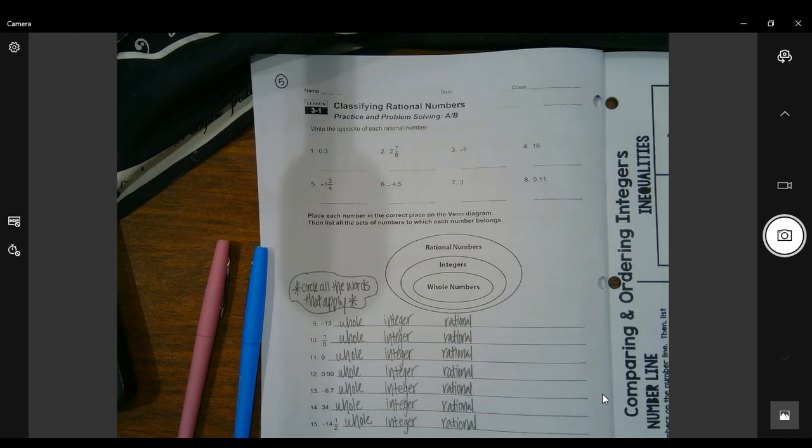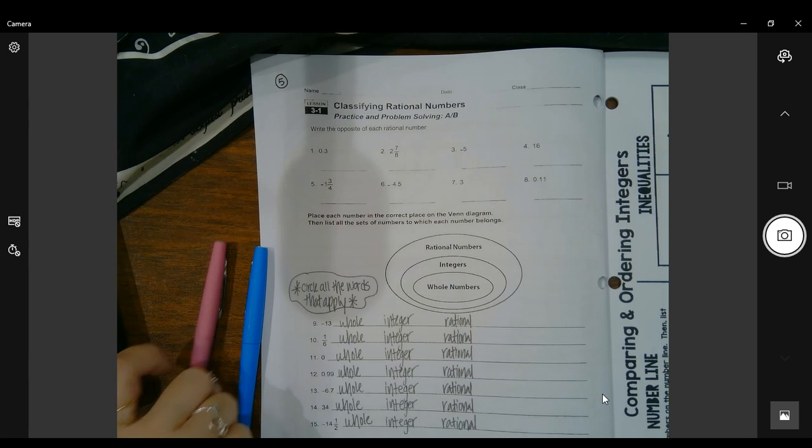As always, let's go ahead and read the directions to see what to do. So for the top part, it says write the opposite of each rational number. So the opposite means if it started as a positive, it becomes a negative, and if it started as negative, it becomes a positive. So let's go ahead and take a look at number 1, okay?